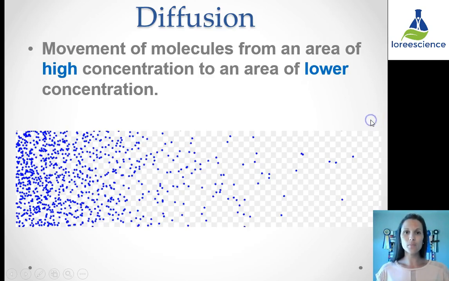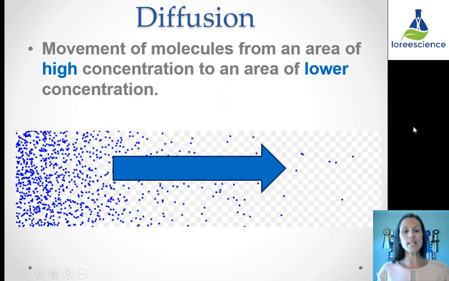to occur. So diffusion is the movement of molecules from an area of high concentration to an area of lower concentration. So in this diagram, we have lots of blue dots, or a high concentration of blue dots over here. They will diffuse to this area which has low concentration over here due to that random movement of molecules. So in this case, moving from high to low concentration.